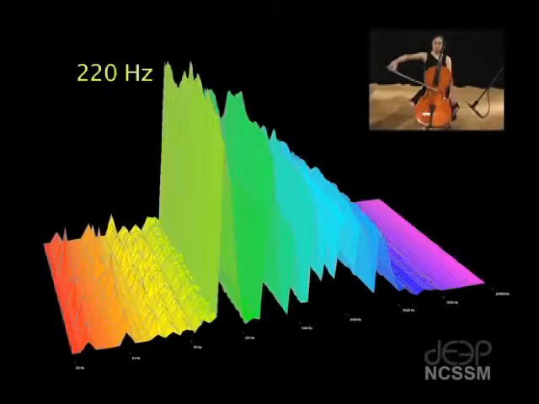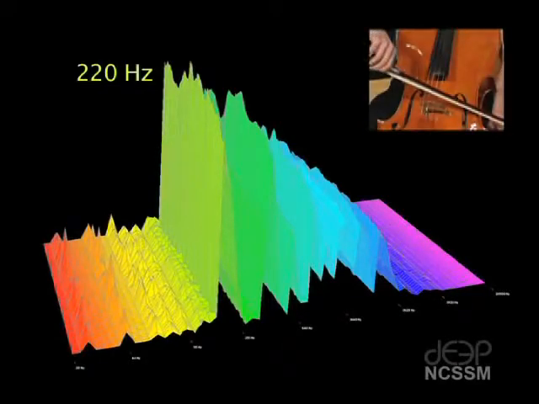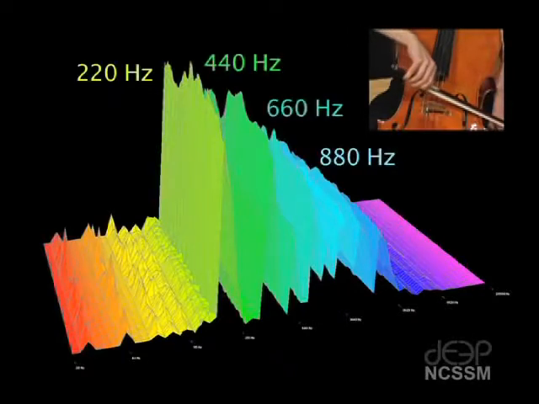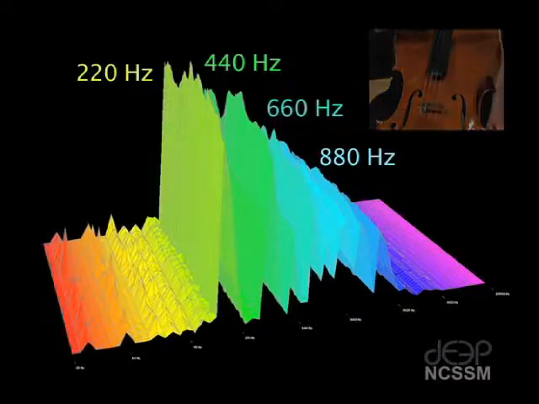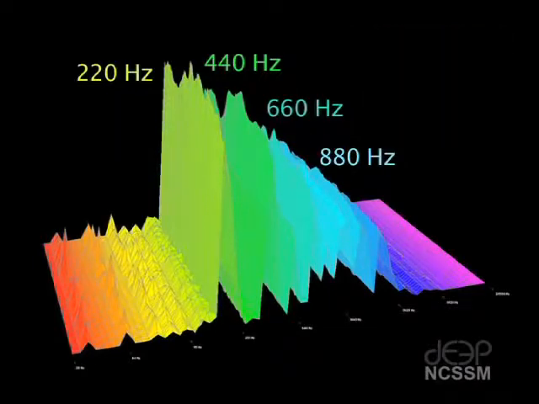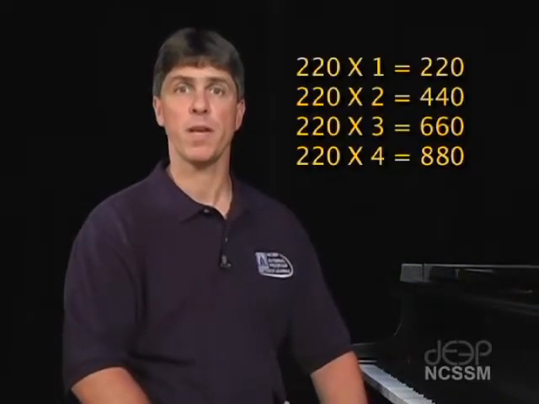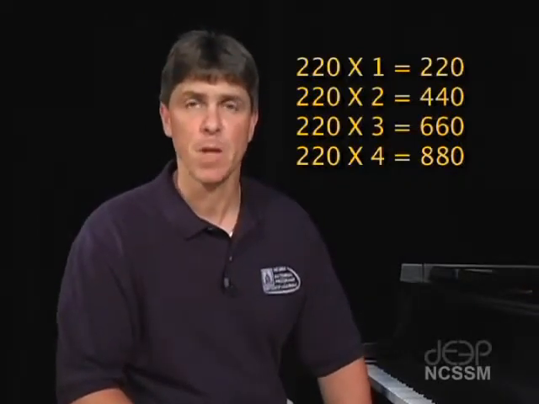Now, let's take a look at frequencies and harmonics and how they relate to major chords. Think back to our last lesson on frequencies and timbre. When the cello sounded an A220, other frequencies showed up in the wave that we studied. Those frequencies are 440, 660, and 880 hertz. Note that the numbers representing the frequencies are all related. They are all multiples of 220 hertz, the fundamental frequency.